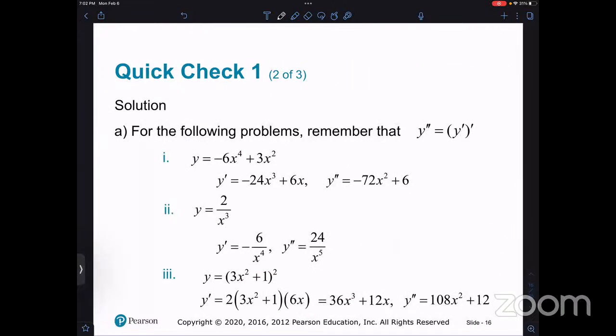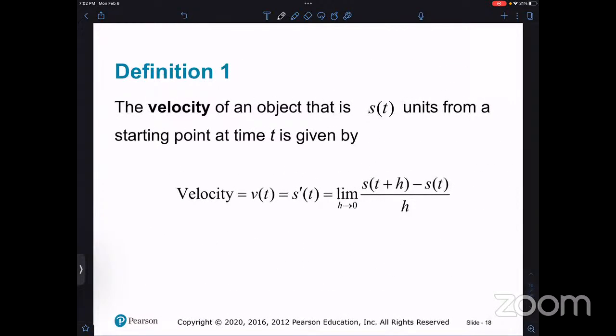Okay, so we have this application of higher order derivatives. We have this definition where the velocity of an object, with S of t being our position function, tells us the position of our object based on time. So S of t units from a starting point at a time t. The velocity of an object is the rate of change, like speed is miles per hour. Velocity is the rate of change of your position. When we look at the derivative of the position function, it gives us the velocity.